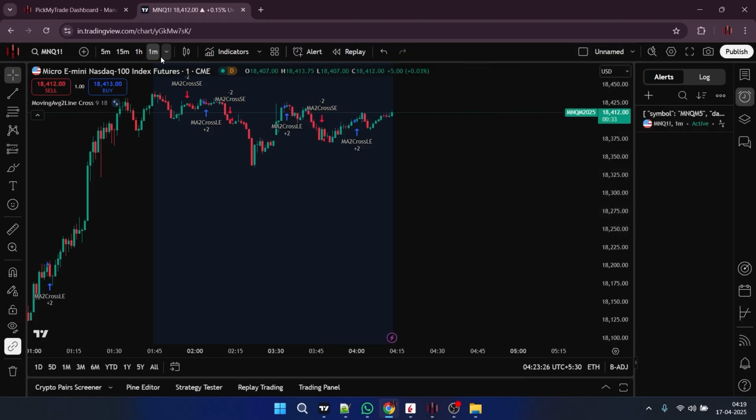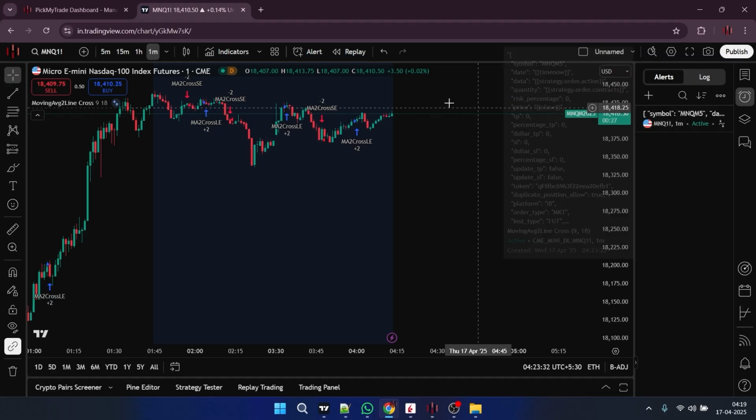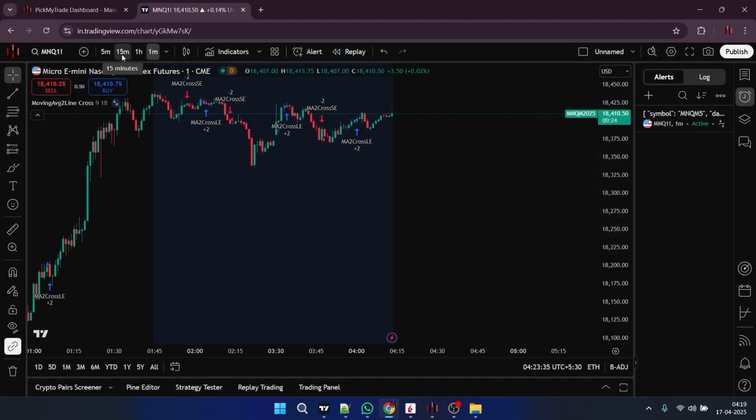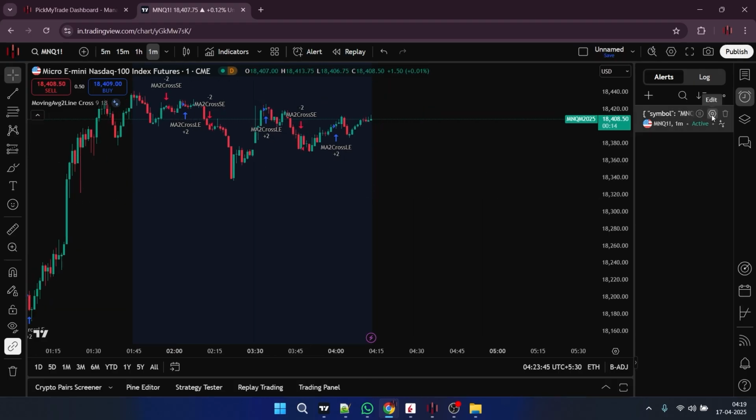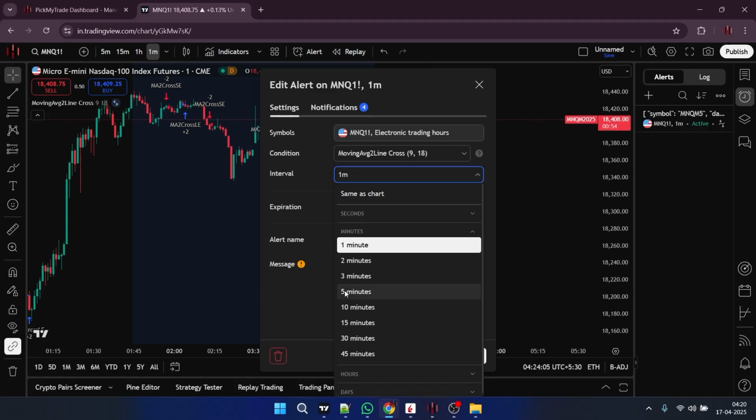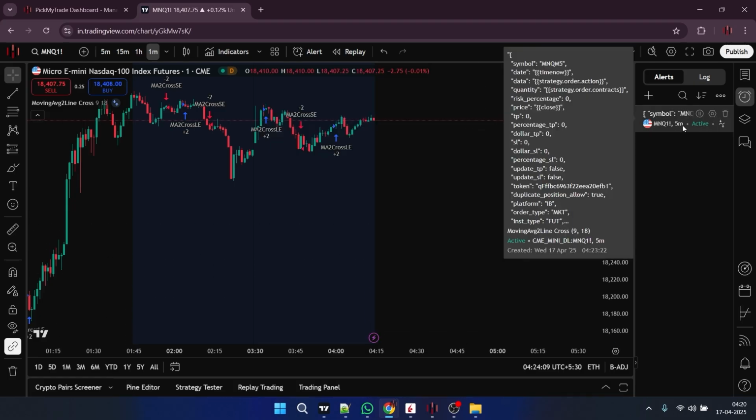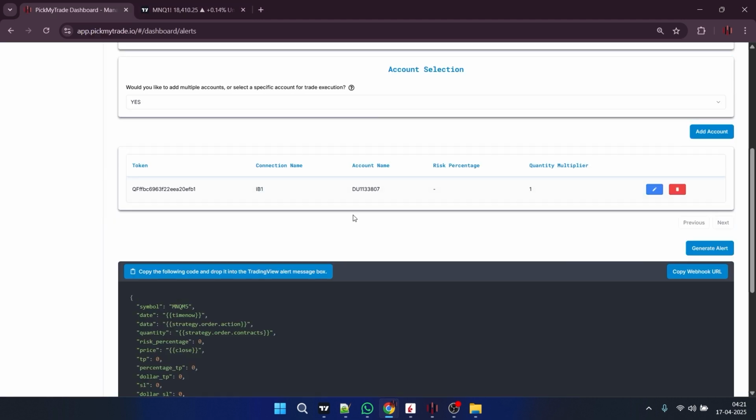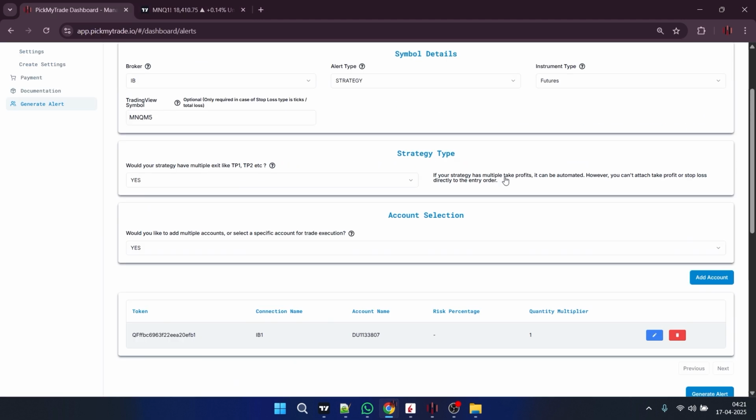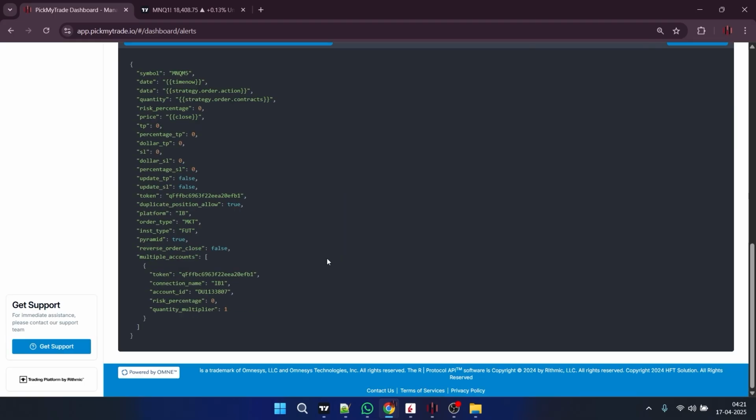Now, as my chart is for 1 minute time frame, my alert is generated for 1 minute. So, if by mistake you generated it for 1 minute and want to change it to 5 minutes, in this case, you can just select this edit option, and in the interval, you have the option to change it. Now I can change it to 5 minutes and just save it. So whenever your alert gets generated, you will be notified here in the log section. And if you want to add multiple accounts, you just need to keep those options the same. And just click on Add Account, and fill in all those details here and click on Add Account. And when you generate an alert, your alert will get generated for all those added accounts.